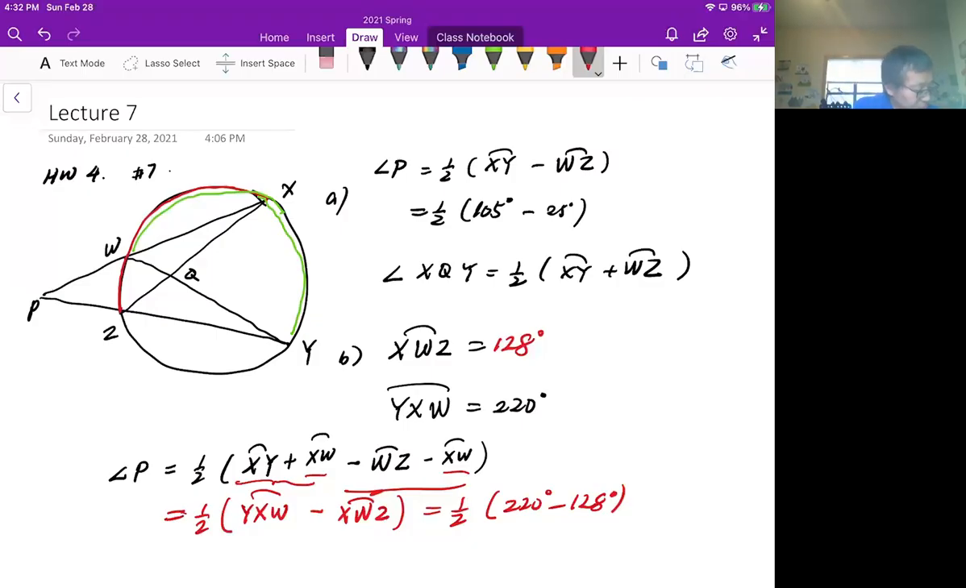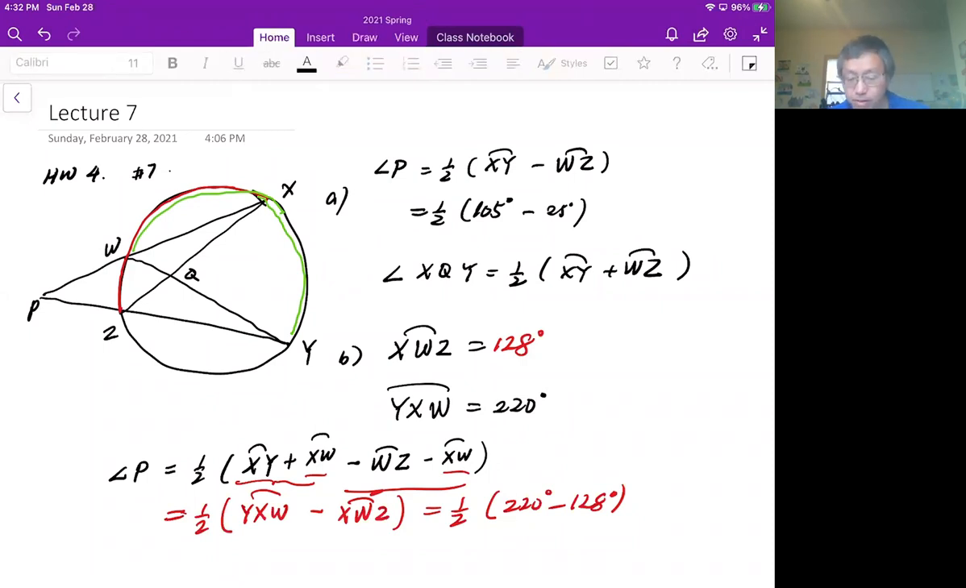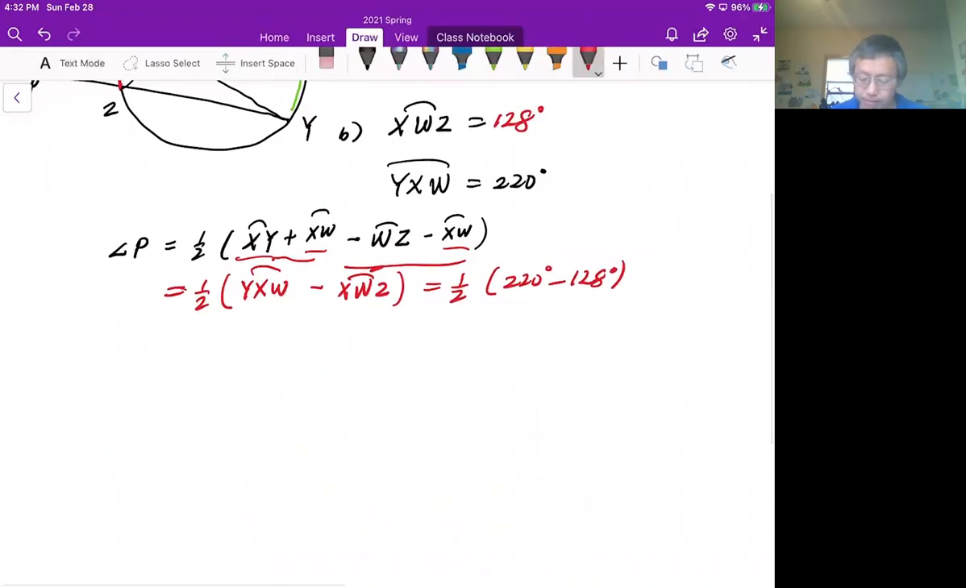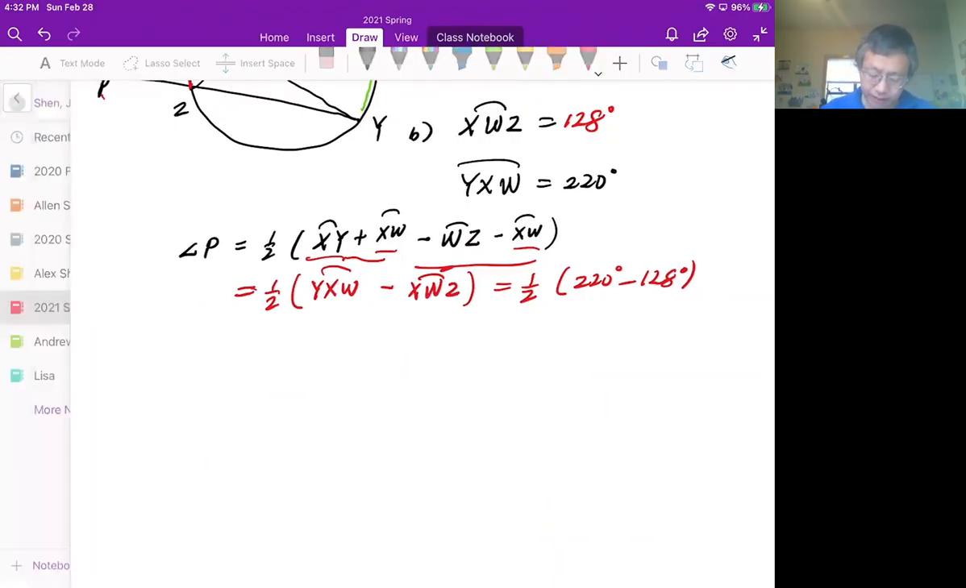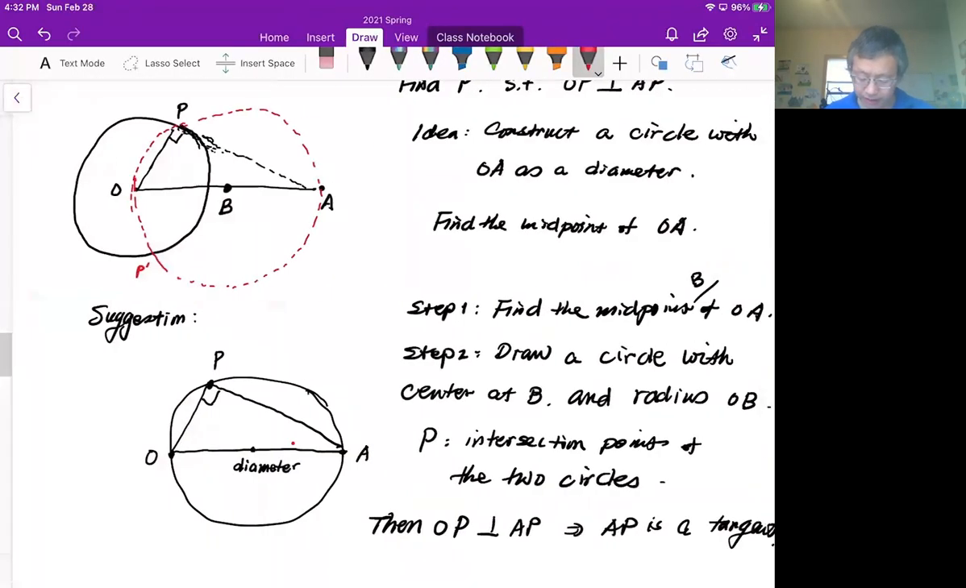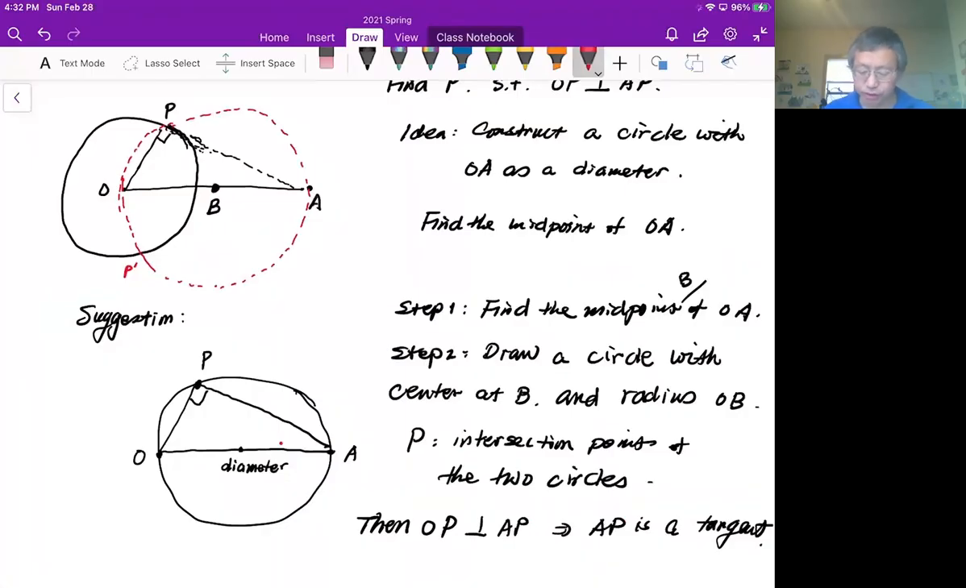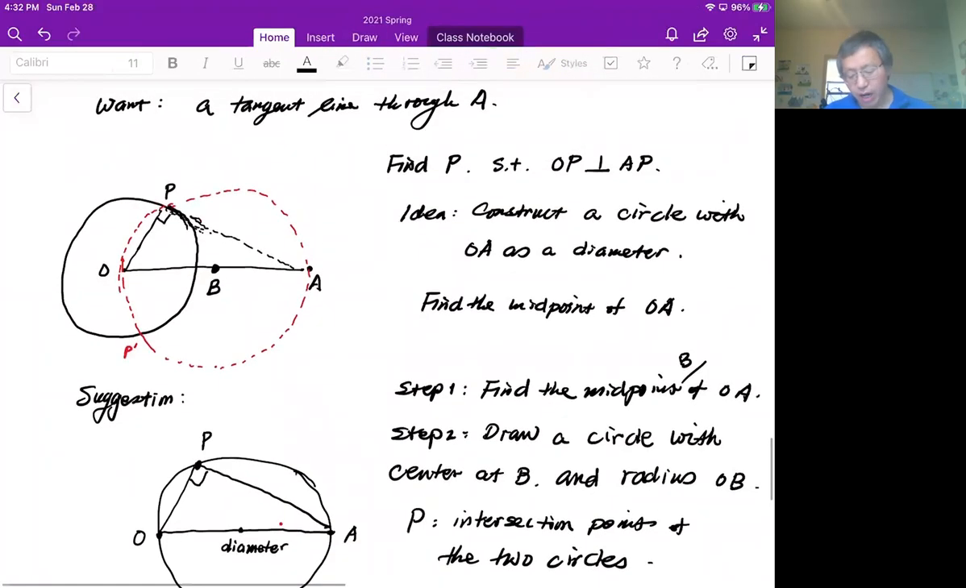Let's see, what do we do today? Okay. Today we will continue the geometrical construction. So it's the second part of the geometrical construction. Now, last time, remember, we drew, so last time this question here asked us how to draw a tangent line to a circle from a point outside the circle.